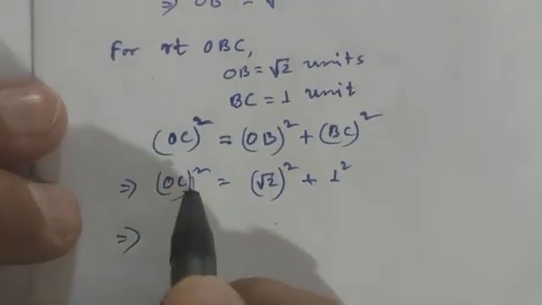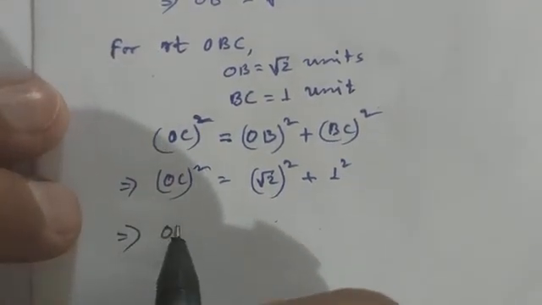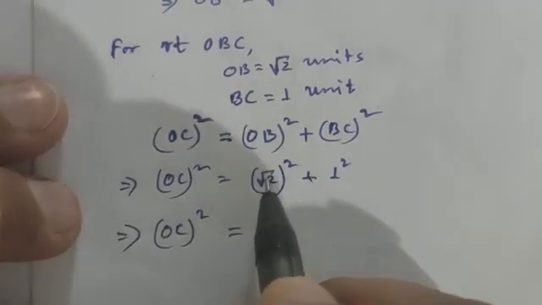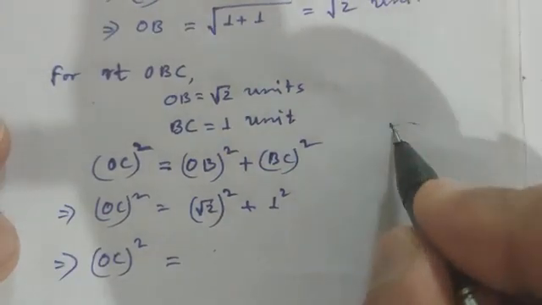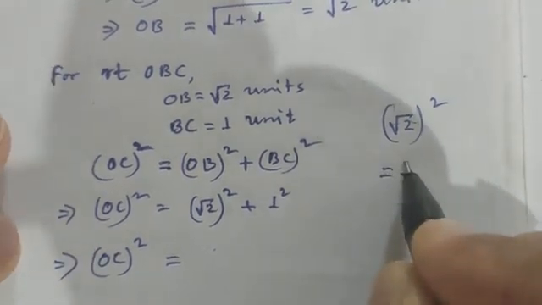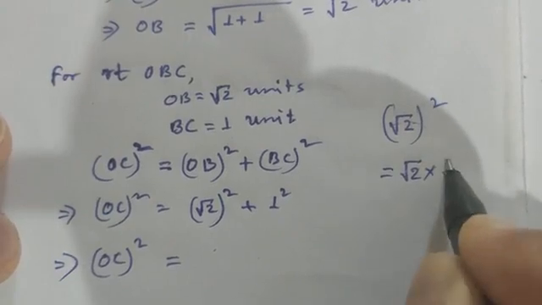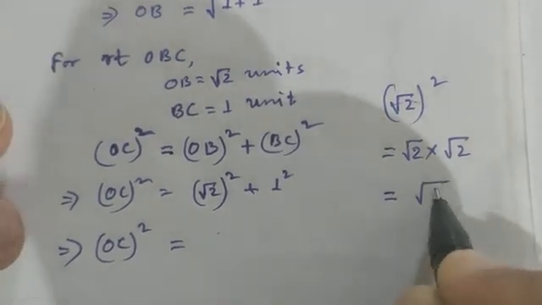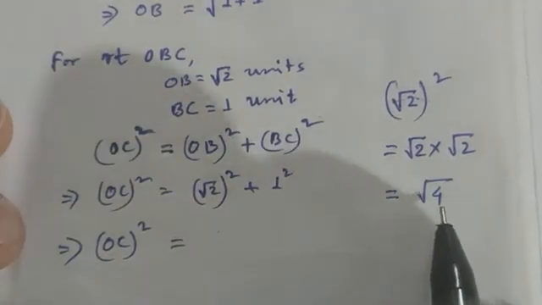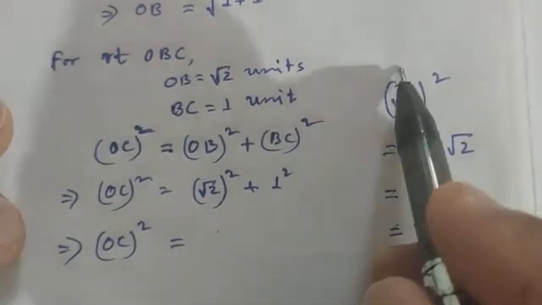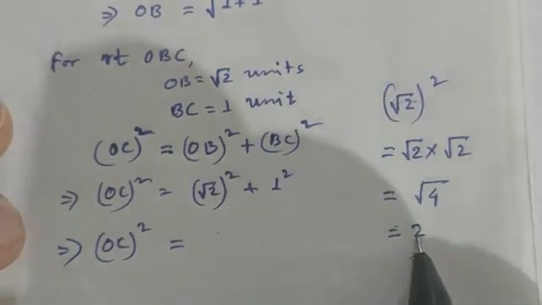Now, let it be for now, OC whole square. Root over 2 square, you know? What does it mean? It means root over 2 into root over 2. And when you multiply root over 2 times root over 2, it will be exactly root over 4. And all of you know that root over 4 is 2. So we are writing root over 2 square as 2.